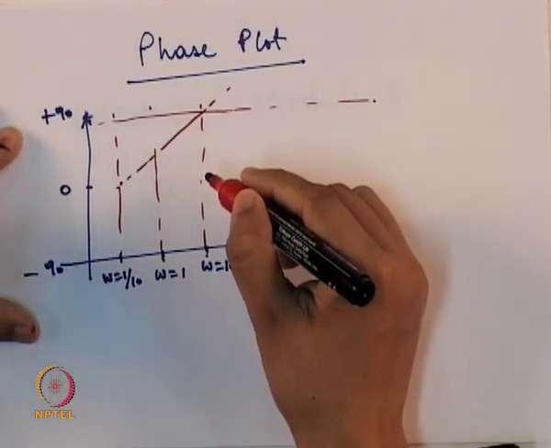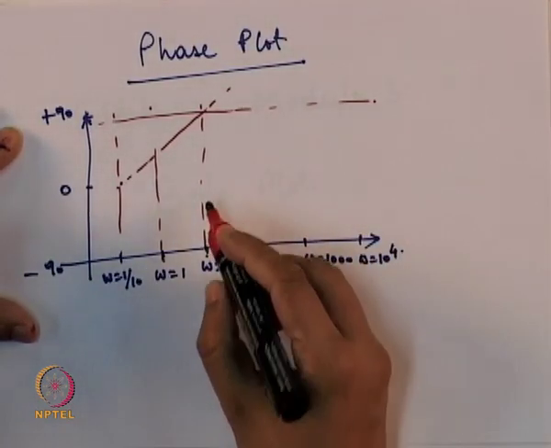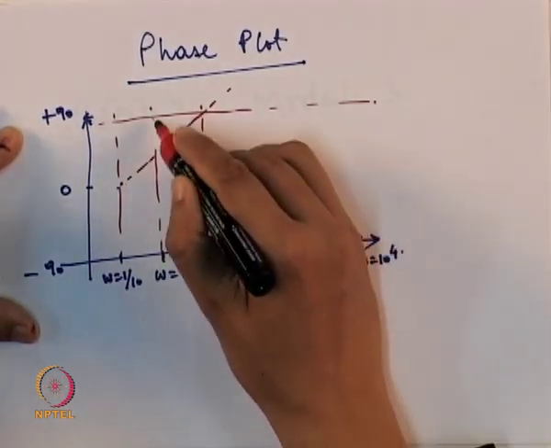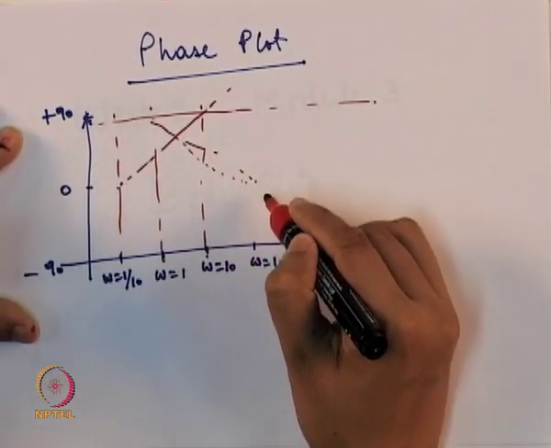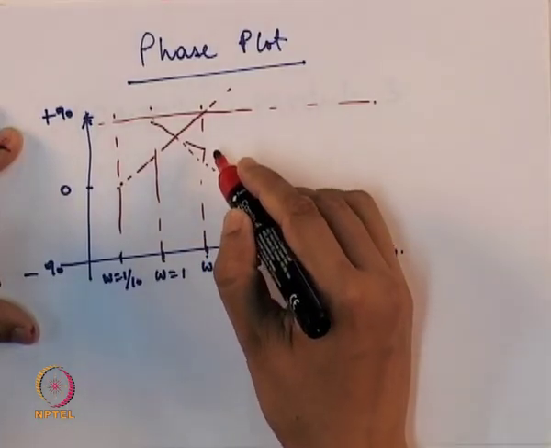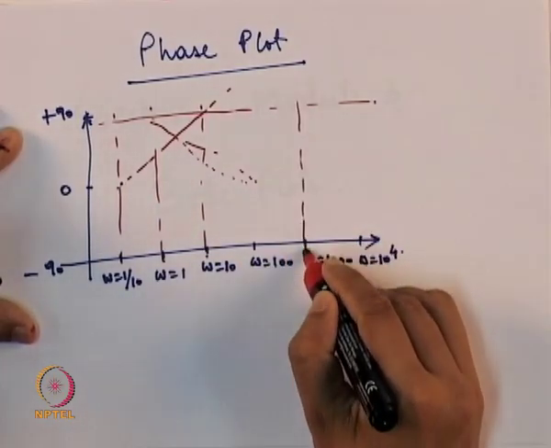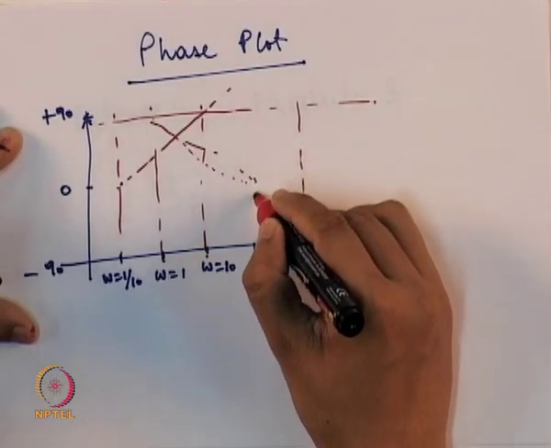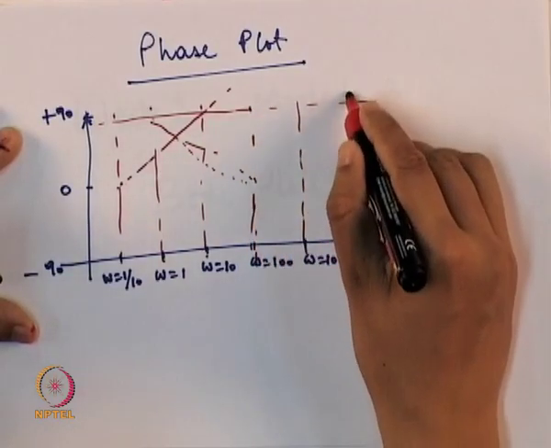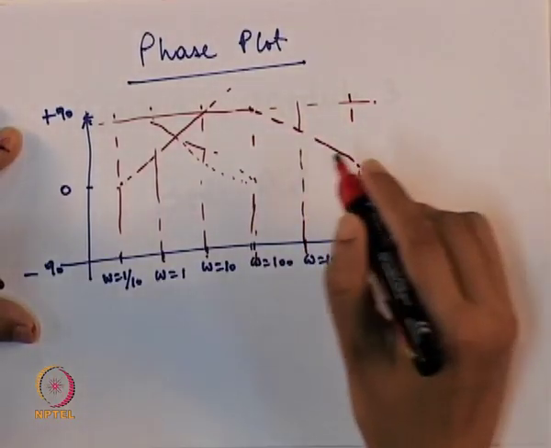Then you see that there is a pole at omega equal to 10. So, that means if there is a pole at omega equal to 10, then there must be a fall starting from omega equal to 1 to omega equal to 100, okay. Then at omega equal to 1000, there is another 0. So, that means there must be another rise between omega equal to 100 and omega equal to 10 raised to power 4.